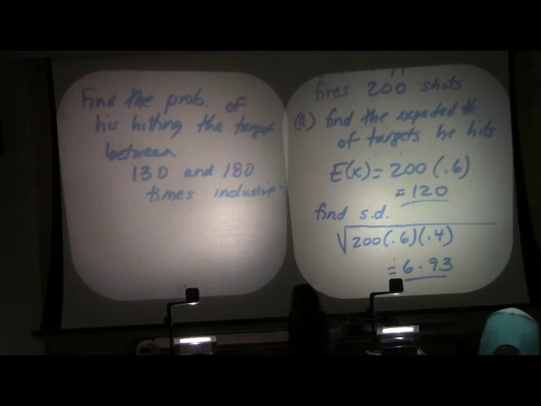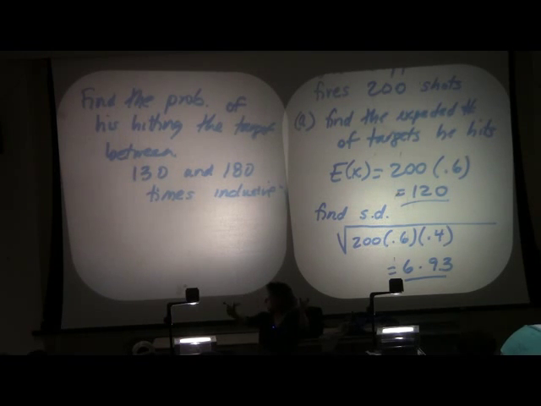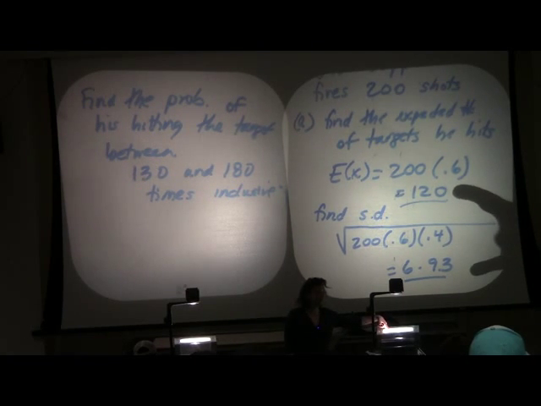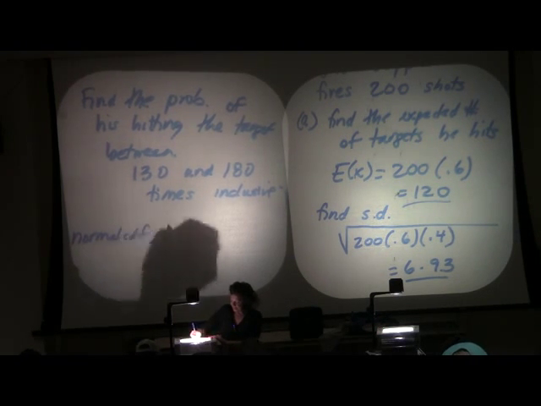Okay? Now, here we want to find the probability of this hitting a target between 130 and 180 times inclusive. What do I mean by inclusive? I want to include these endpoints. In other words, I want to talk about the 130 and I want to talk about the 180. Now, if I'm using my normal approximation here, we're really thankful that we found our mean and our standard deviation, aren't we? Because we are going to put in normal CDF.